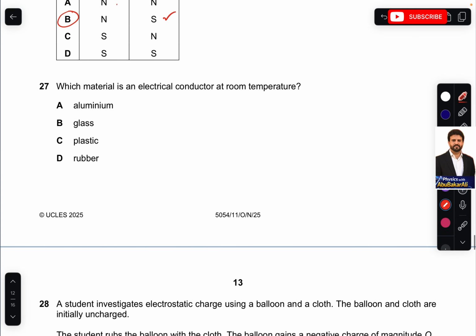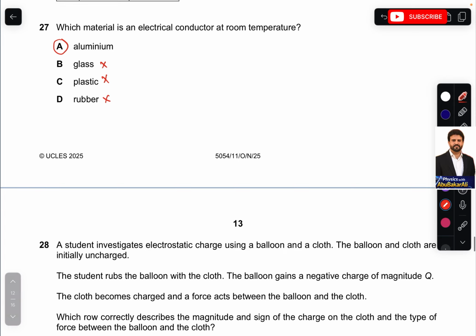Moving forward, question 27. Which material is an electrical conductor at room temperature? Aluminum. Metals are good conductors, right? These all are non-metals.